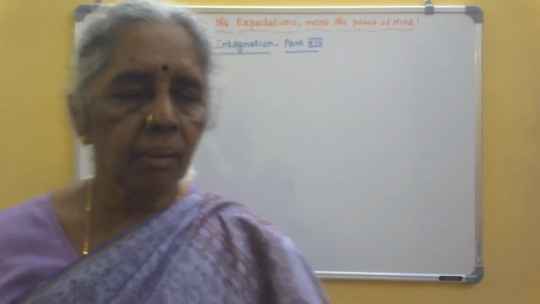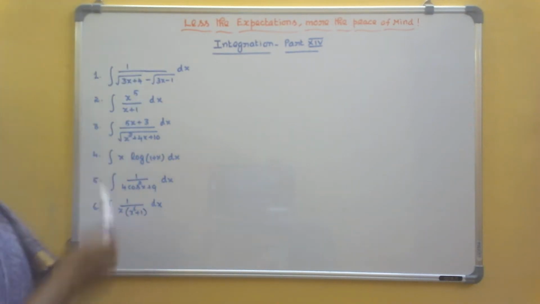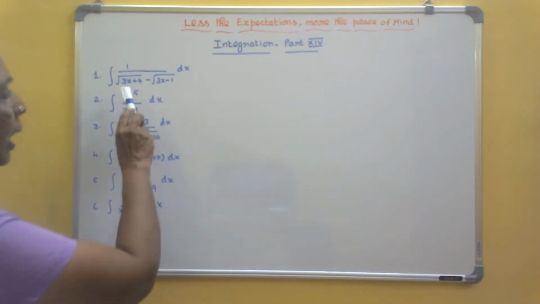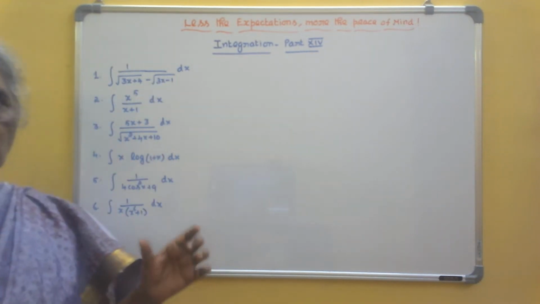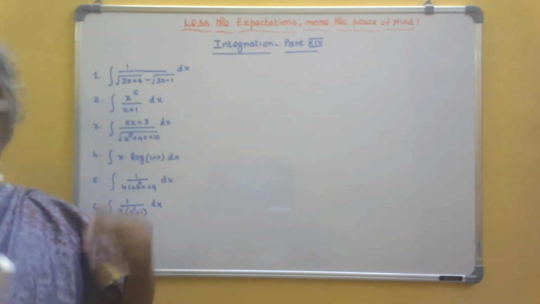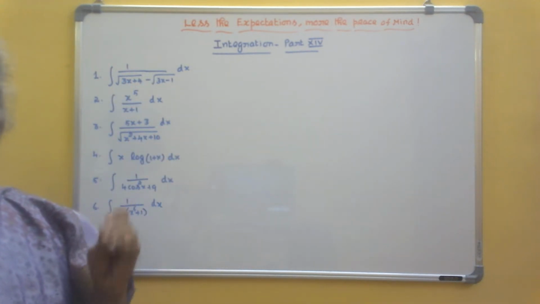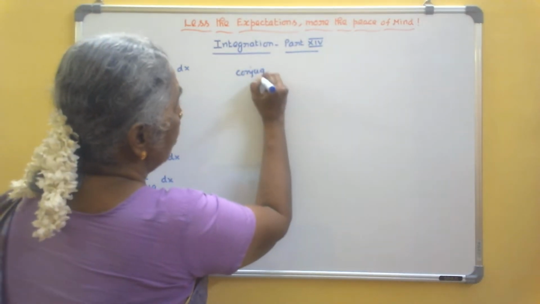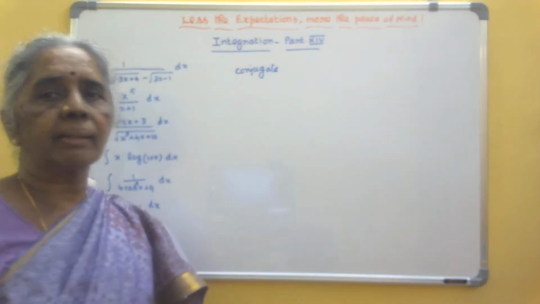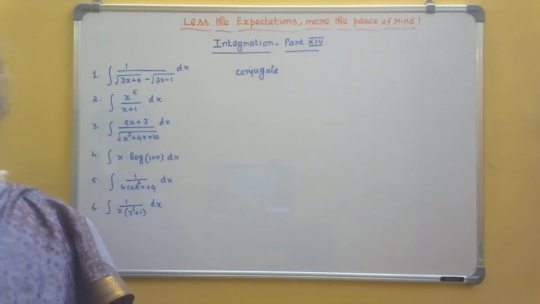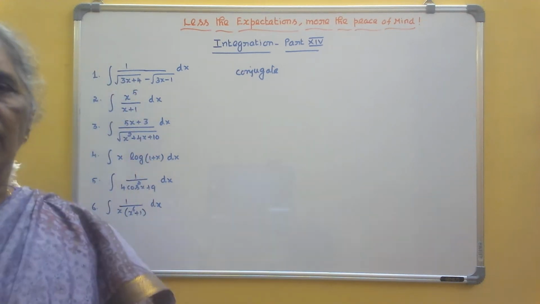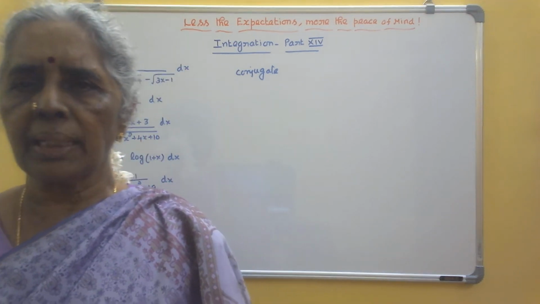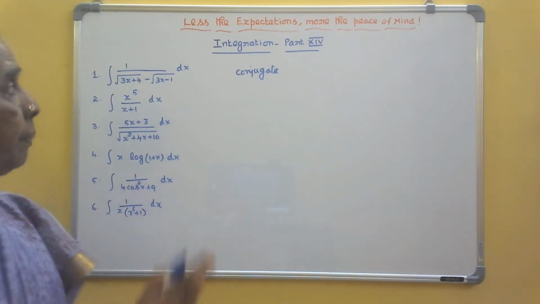Now, let us see. The first sum is integral 1 by root 3x plus 4 minus root 3x minus 1. Whenever you have two root linears, with either a plus sign or a minus sign, immediately you should think of conjugation, okay? You can conjugate, or you call it rationalizing the denominator. When you do that, this denominator will be just a constant and in the numerator you will get 2 roots and you can easily integrate it.